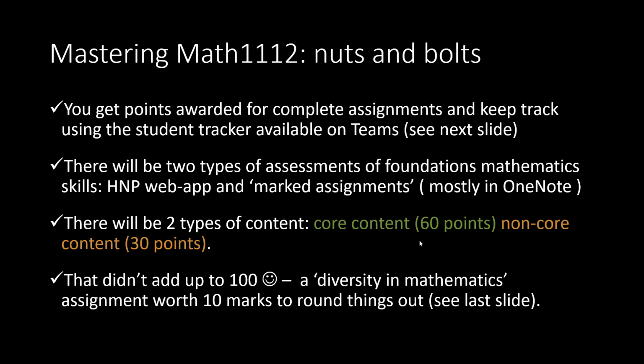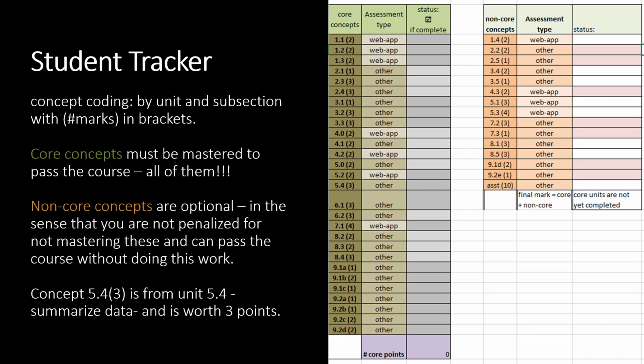Here's some nuts and bolts. You get points for complete assignments and keep track of those points using a student tracker. Next slide, I'll show you. There will be two types of assessments. The HNP web app, which many of you have already played around with, and marked assignments, mostly in OneNote. There will be two types of content. Core content, 60 points. Non-core content, 30 points. That didn't add up to 100. Good for you. Diversity in mathematics assignment will be the last, not the last assignment, but the last 10 points that I'll talk about. The student tracker allows you to keep track of every single assignment that you will be assigned.